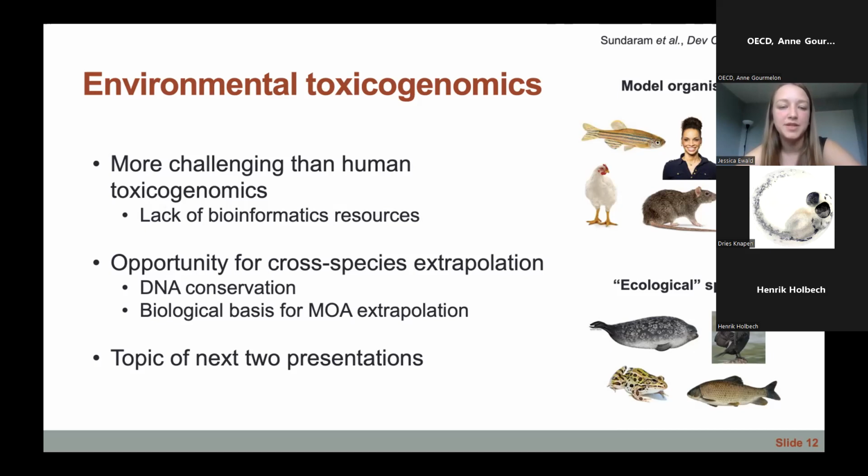However, toxicogenomics data also has this huge opportunity for providing information for cross-species extrapolation. Since DNA is largely conserved across species and we often find the same metabolites, this could provide more of a biological basis for mode of action extrapolation. And so this is going to be more of the topic of the next two presentations.